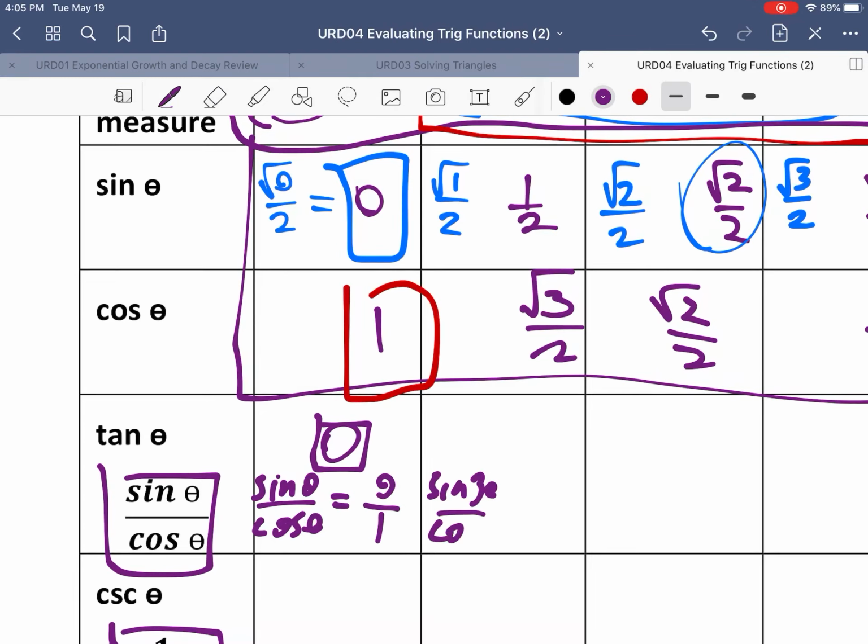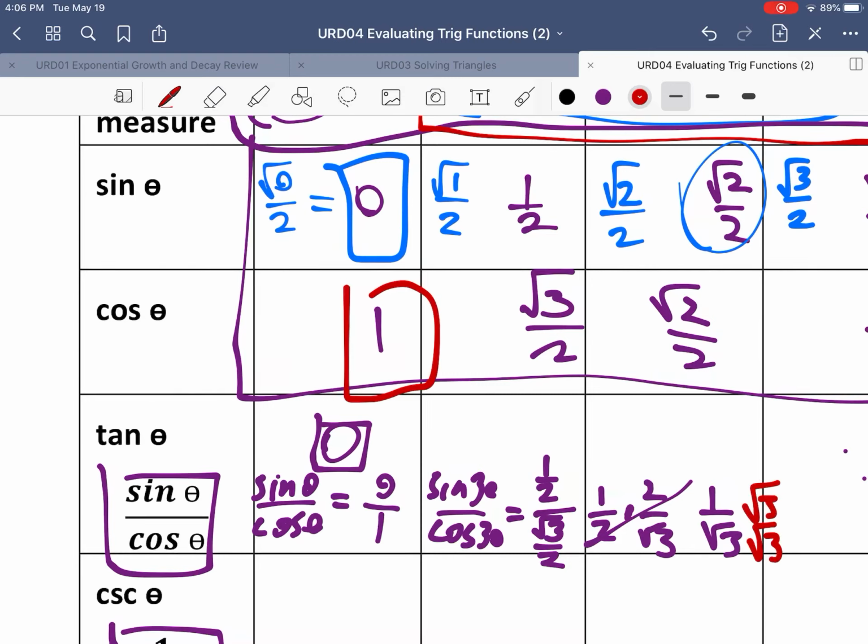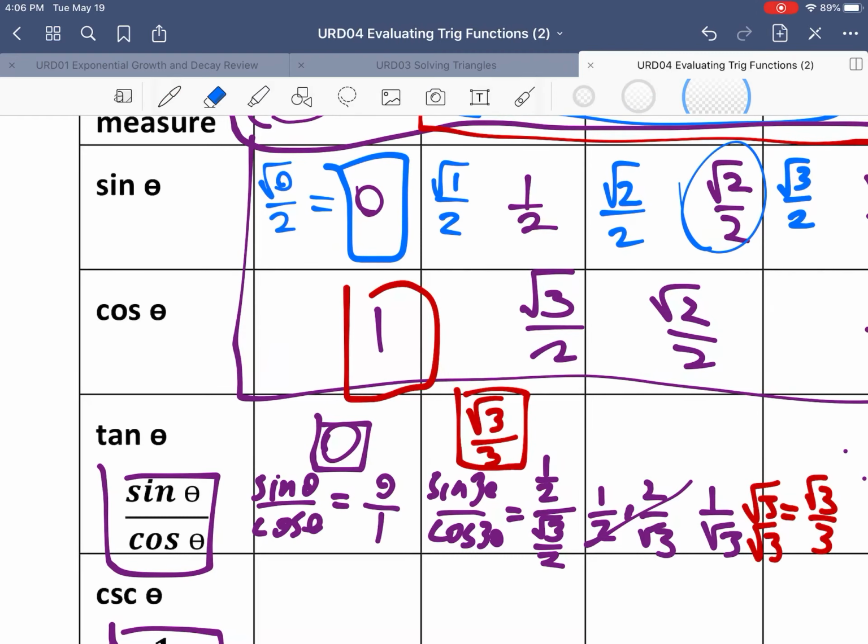The tangent of 30 is going to be the sine of 30 divided by the cosine of 30, which is going to be equal to 1/2 divided by radical 3 over 2. If we do keep change flip, that will be 1/2 times 2 over radical 3. The 2's will cancel out, and then we'll get 1 over radical 3, which if we then rationalize the denominator by multiplying by radical 3 over radical 3, we will get radical 3 over 3. So I'm going to write that here. So radical 3 over 3 is the tangent of 30.